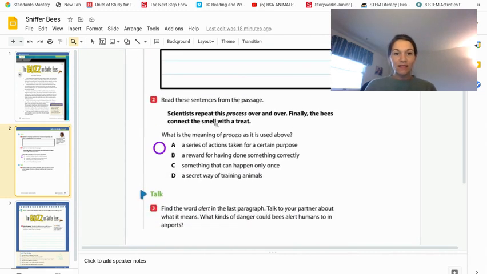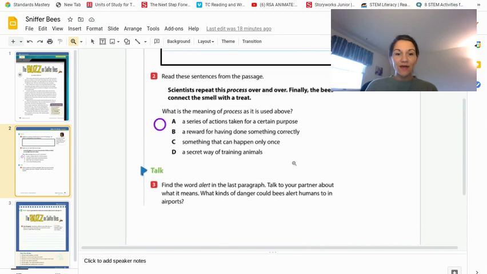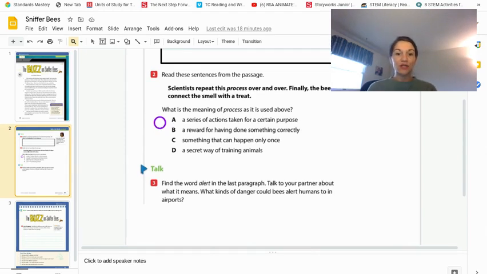And in this sentence from the passage, scientists repeat this process over and over. Finally, the bees connect the smell with a treat. You're going to answer what is the meaning of process as it is used above? So, in this context, what is meant by process? And finally, think about the word alert in the last paragraph. You can talk with someone at home about what kinds of dangers bees could alert humans to in airports. That was something that was mentioned in that paragraph.